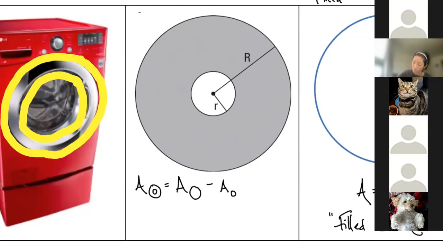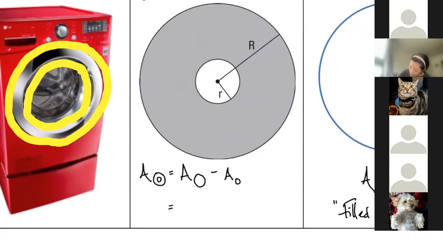Now, if this diagram were drawn a little bit better, it might be more clear that the big R is actually this whole radius right there, while the little r is just the inner part. Knowing that, how might we modify this equation that Ethan has suggested here in the chat?